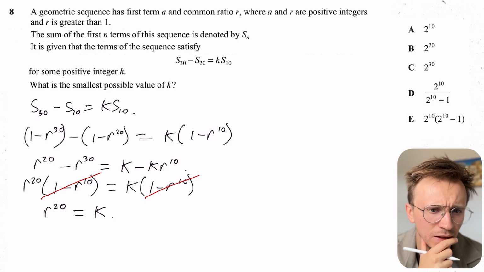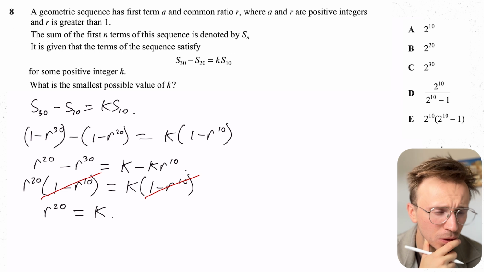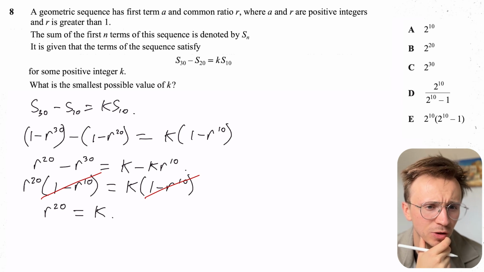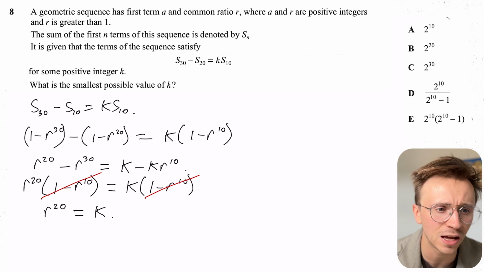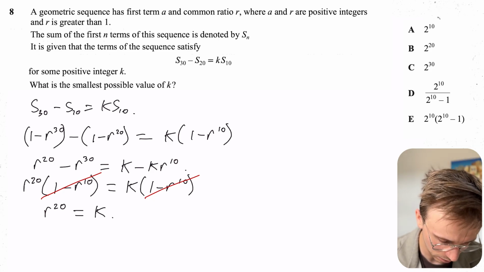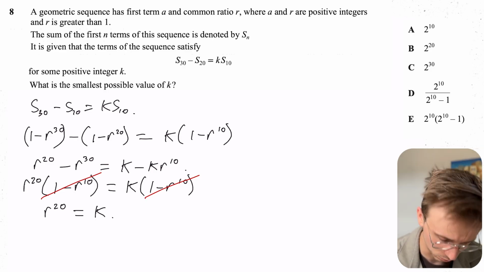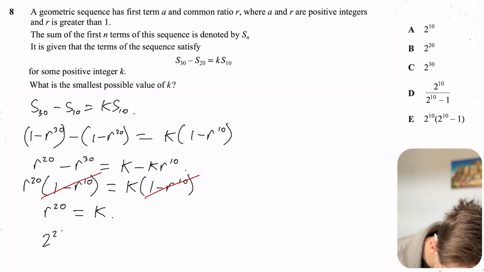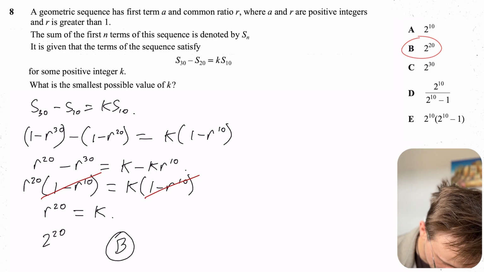The sum of the first n terms is Sn. Given that that is true, what is the smallest possible value of K? Oh, for any A and R. R is an integer greater than 1, so the smallest integer greater than 1 is 2. So it's got to be 2 to the 20. Yeah, so it's got to be 2 to the 20. That's awkwardly worded. So that would be B.